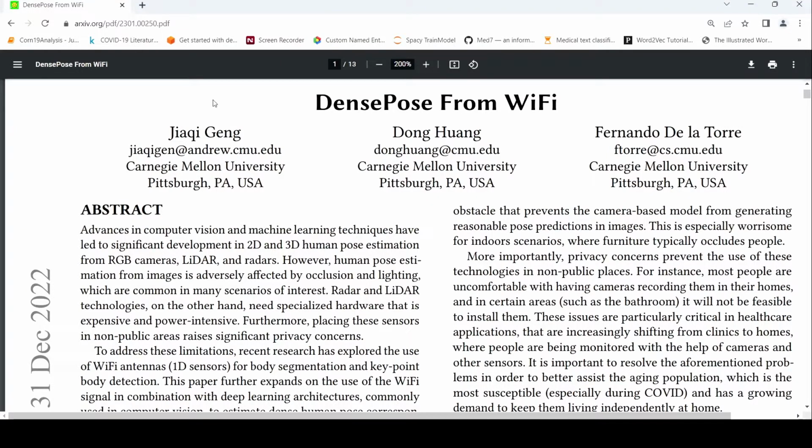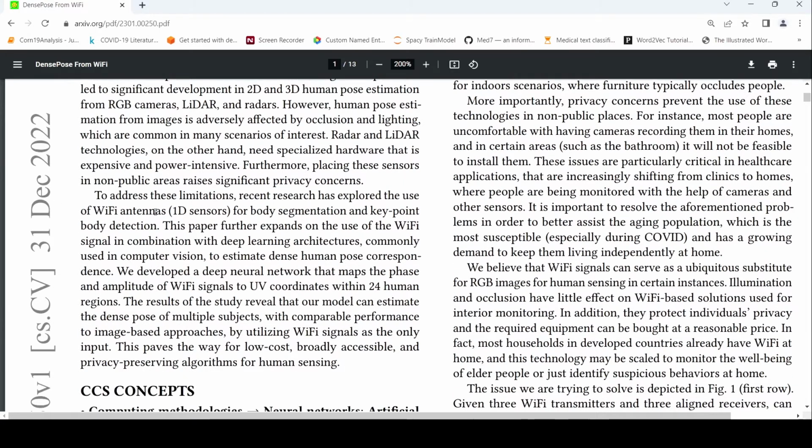In this video, let's look at how you can do pose estimation of humans from Wi-Fi signals. This is an interesting work from researchers at Carnegie Mellon University. This paper was published on 31st December.